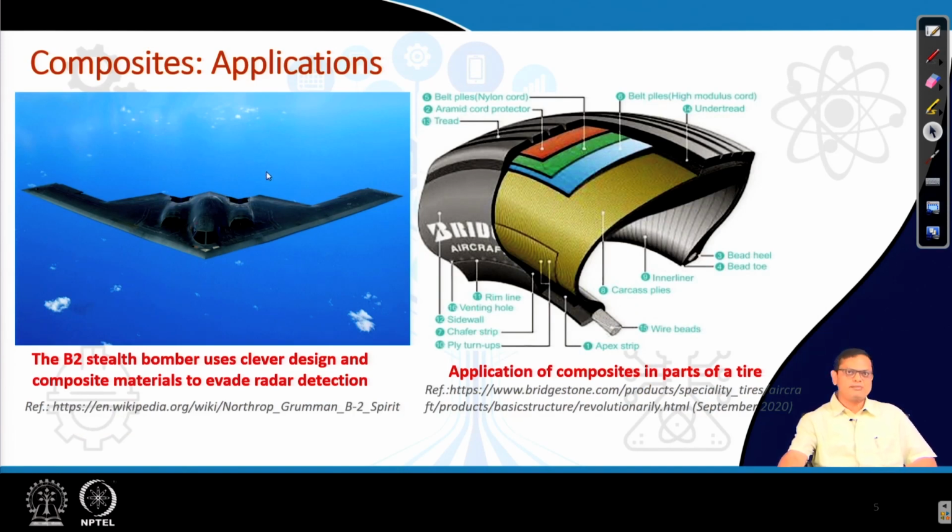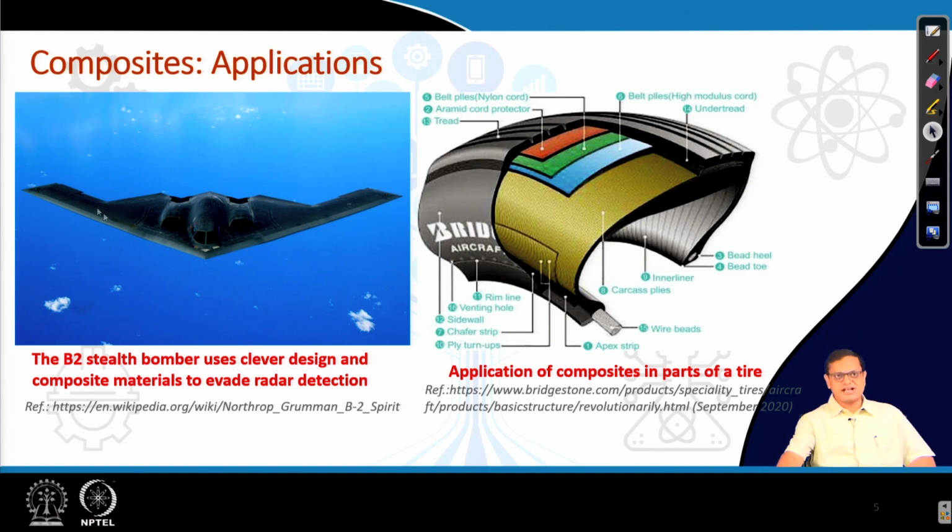We all have heard about the B-2 stealth bomber. It has a clever design, a particular design by which it can evade radars. So, basically radars cannot detect B-2 stealth bombers. Now, how do they attain that kind of efficiency? That lies in the particular structure of this bomber.